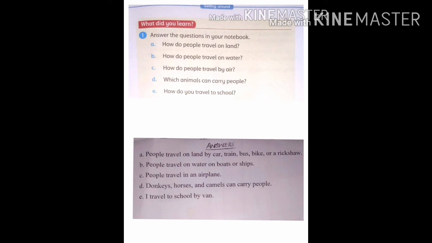Question number C, how do people travel by air? And the answer is, people travel in an aeroplane. Question number D is, which animals can carry people? And the answer is, donkeys, horses and camels can carry people. And the last question is, how do you travel to school? It's up to you. You can give your own answer. But for example, you can say that I travel to school by van.